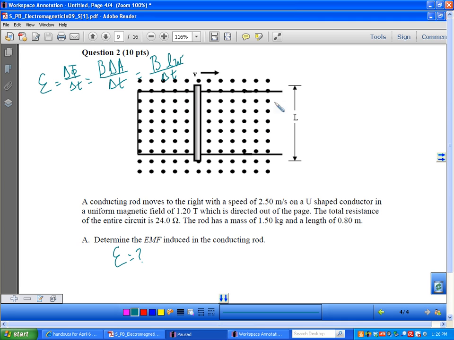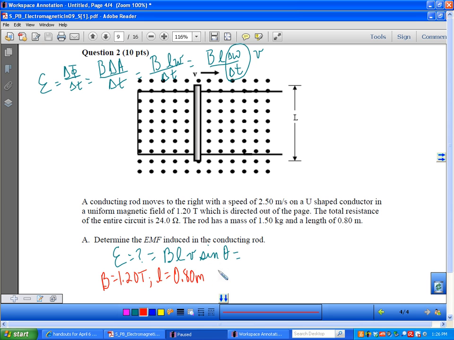Well, the length is this distance here. It's not changing. What's changing is the width of the rectangle. So it's going to be B, L, delta W over delta T. Well, delta W over delta T is also the same thing as the speed, the velocity. So I'm going to say that it's equal to B, L, v, and that's, again, sine theta. But theta is 90, so it's all good. So now I need to go back and look at my given. So my field is 1.20 Tesla. My length, right there, 0.80 meters. My velocity is given to me as 2.5 meters per second.